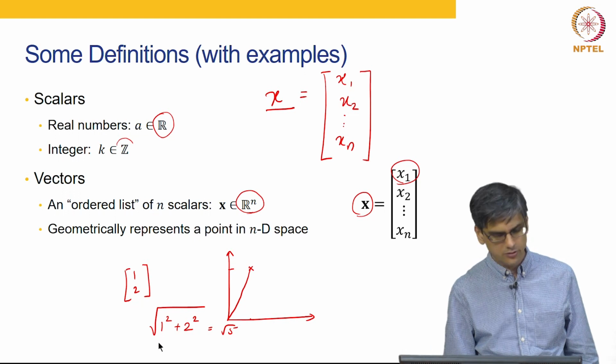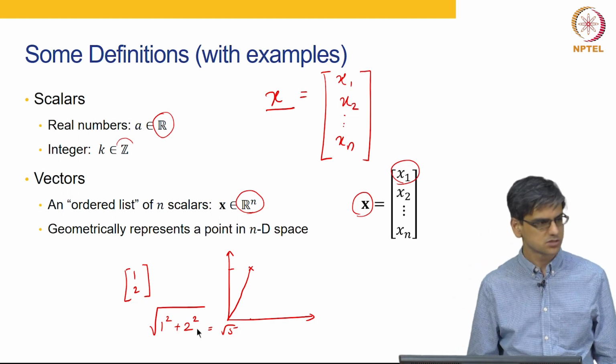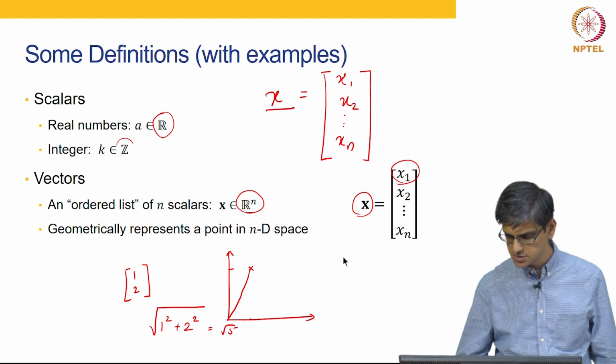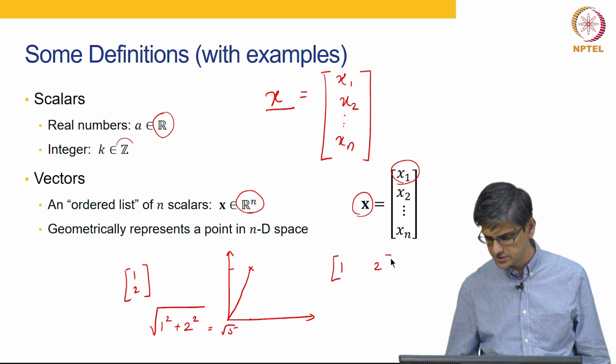Now, how do you get this? This is what is called the 2-norm of a vector, and how we are going to get it is we are just going to multiply the vector with itself.